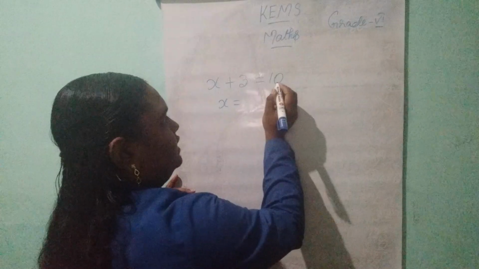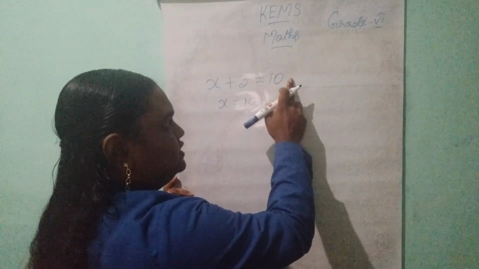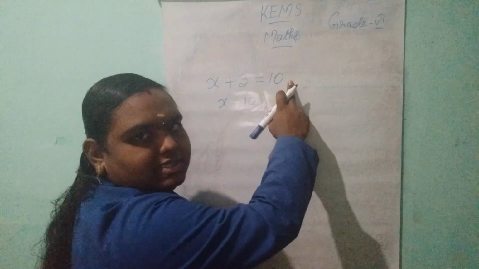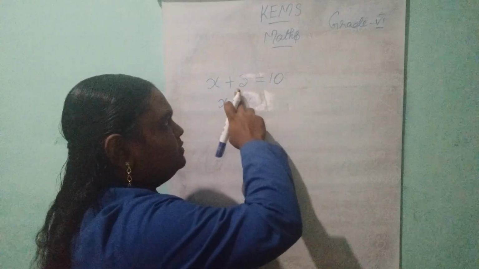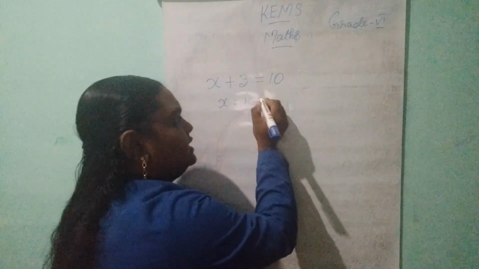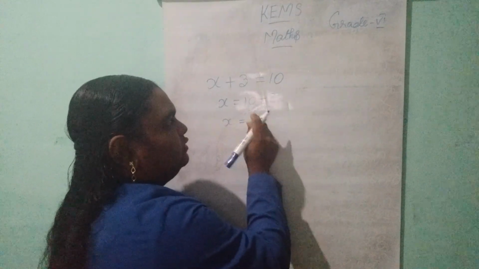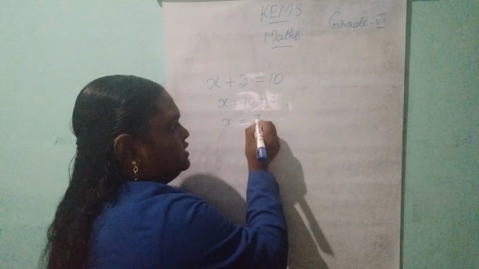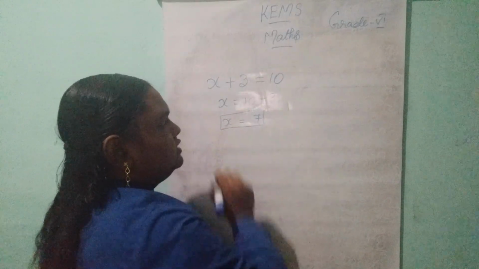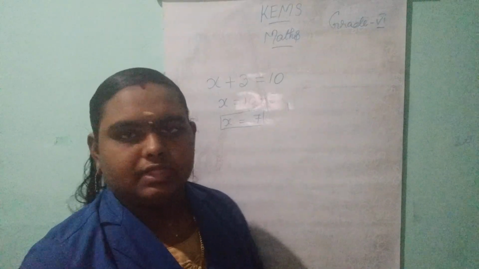So x is equal to 10 plus 3 will be changed into minus 3 on the opposite side. Okay. Here is plus 3. If it is going to the other side, plus will be changed into minus. So x is equal to 10 minus 3. So 7. x is equal to 7. This is the method for finding the value of x.